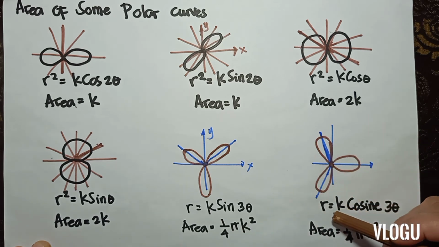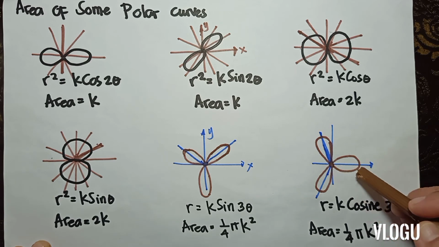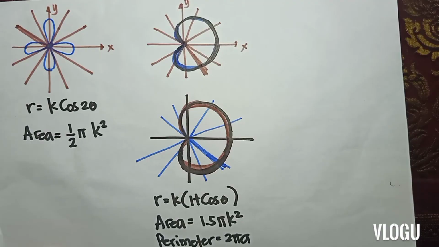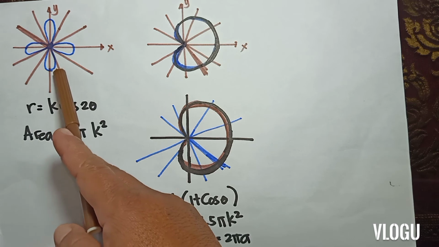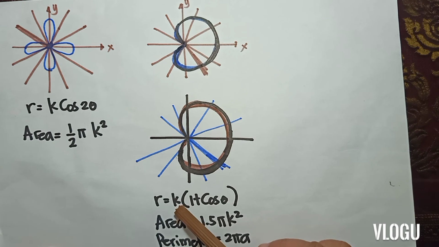If the given is r is equal to k cosine 3 theta, the area is equal to 1/4 pi k square, and the form of the curve is like this one. Okay. If the given curve is r is equal to k cosine 2 theta, the area is equal to 1/2 pi k square. The form of the curve is like this one. And then if the given is r is equal to k, 1 plus cosine theta, the area is equal to 1.5 pi k square.